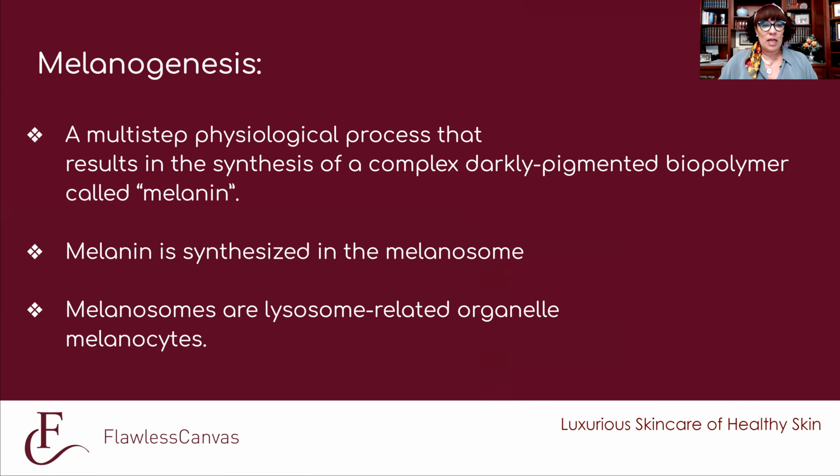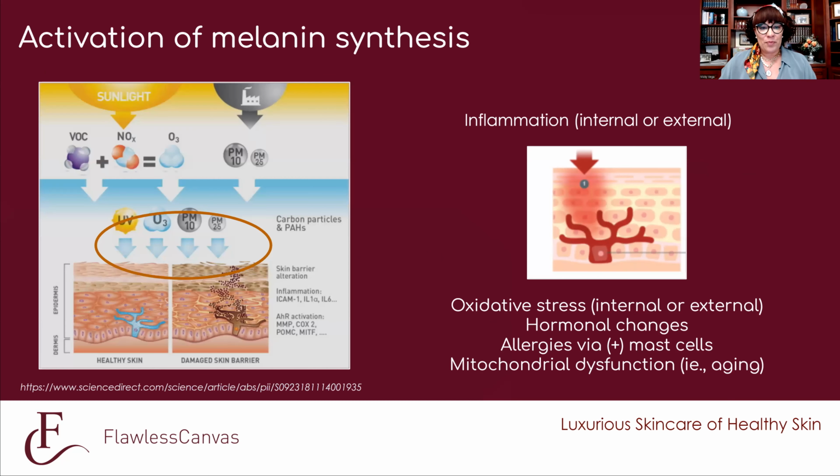Okay, so what is melanogenesis? It's a multi-step process, as we saw, with several steps involved. It's a physiological process that results in the synthesis of a complex, darkly pigmented biopolymer called melanin. Melanin is synthesized in melanosomes, and melanosomes are lysosome-related organelles in melanocytes. So melanocytes are very unique cells whose main function is to produce this pigment, and hence they have these very specialized organelles that produce the pigment.